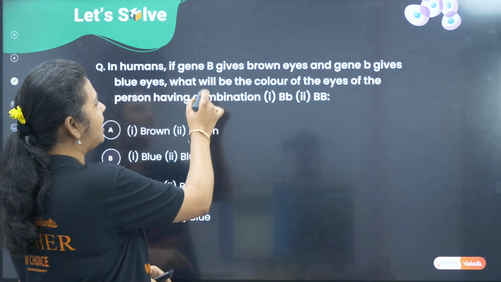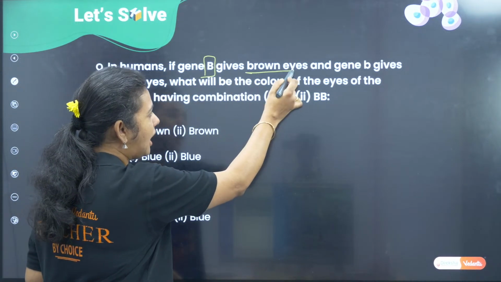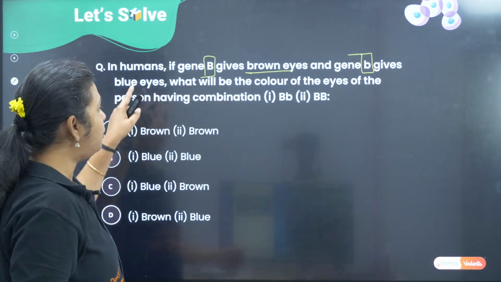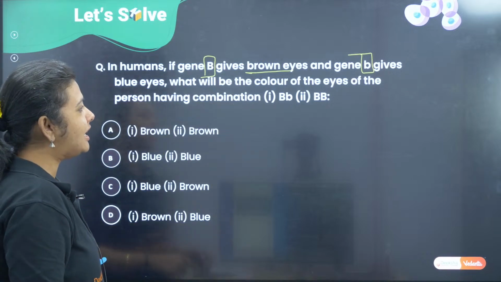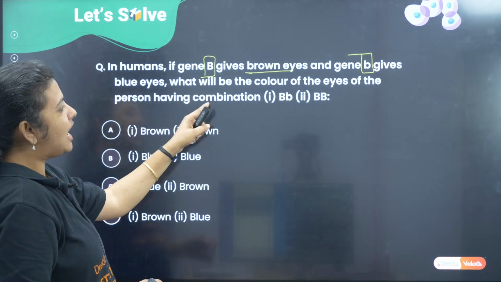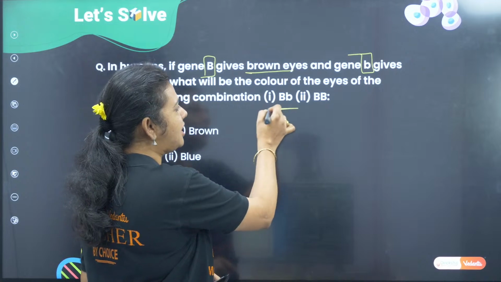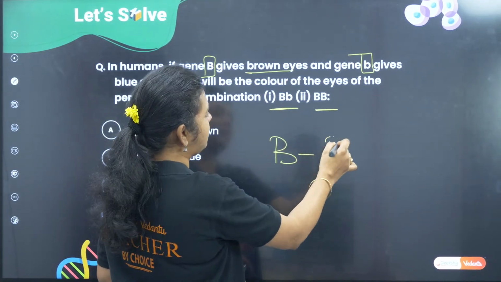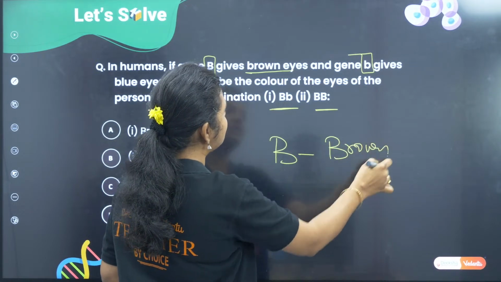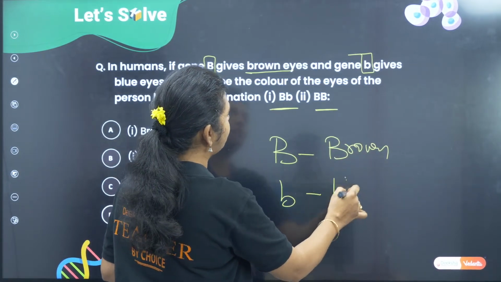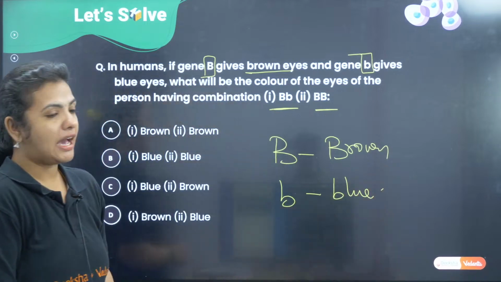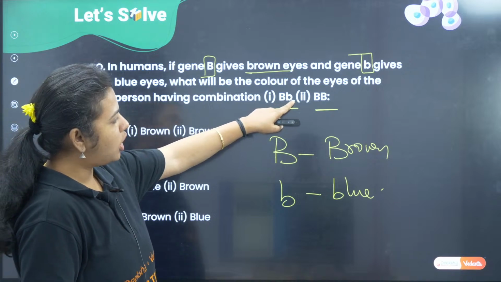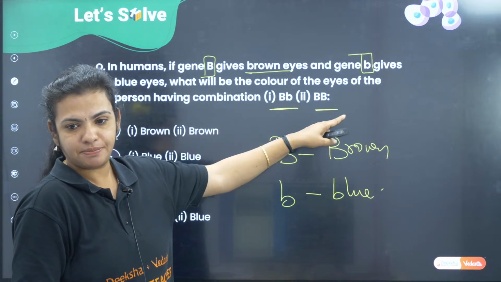In humans, if gene capital B gives brown eyes and gene small b gives rise to blue eyes, what will be the color of the eyes of the persons having the combination capital B, small b, capital B, capital B? So, I have capital B which is going to give brown eyes, small b which is giving blue eyes. So, I am going to get capital B, small b, capital B, capital B.